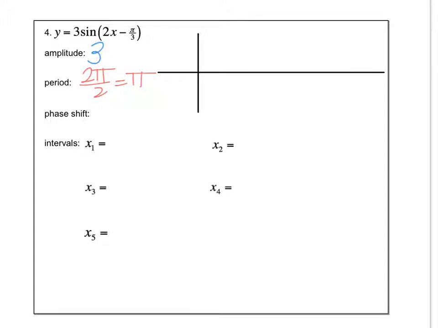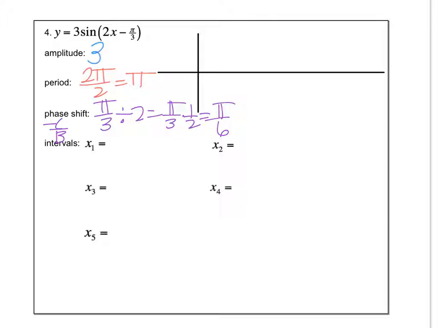We have the amplitude and the period so far. The phase shift here is positive pi over 3 divided by 2. You've got to do negative c over b. Remember, that's your formula here. So that's going to be pi over 3 times 1/2, which is pi over 6.